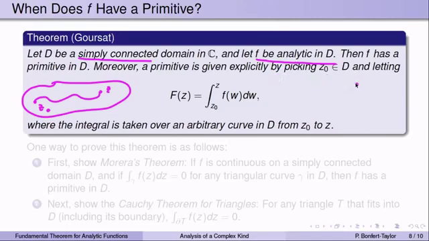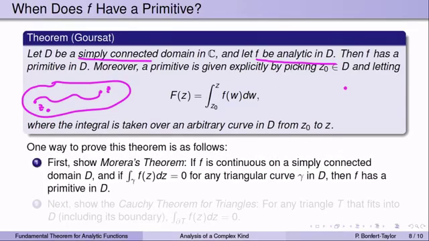I want to show you the steps for this proof. I will not show you the entire proof, but the steps required to prove this very important theorem. The first step consists of showing Morera's theorem, which says the following. If f is a continuous function in a simply connected domain, and if in addition for any triangular curve gamma, the integral over gamma of f of z dz is equal to 0, then f has a primitive.